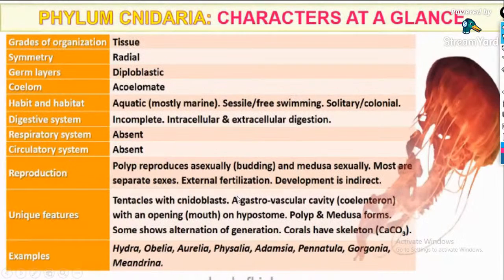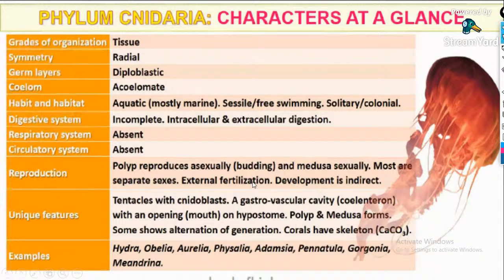Grade of organization: tissue level. Symmetry: radial symmetry. Diploblastic germ layers, acoelomate. They are aquatic, mostly marine; some are sessile, some free living, some solitary and some colonial. Incomplete digestive system, no respiratory system, no circulatory system. Reproduction: polyp reproduces asexually and medusa sexually. Most have separate sexes, external fertilization and indirect development.